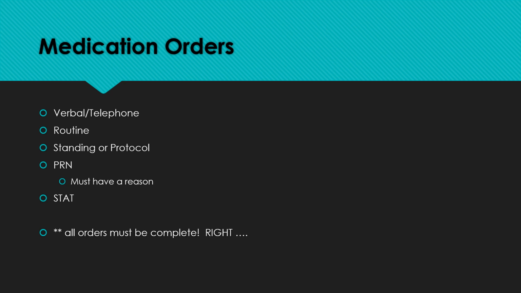PRN, or as needed. You're going to have a list of them for your patient. So if they're nauseous, they can have this. If they have pain, they can have this. You need to know that PRN orders have to have a time, like every 4 hours or every 6 hours, and you have to have a reason.